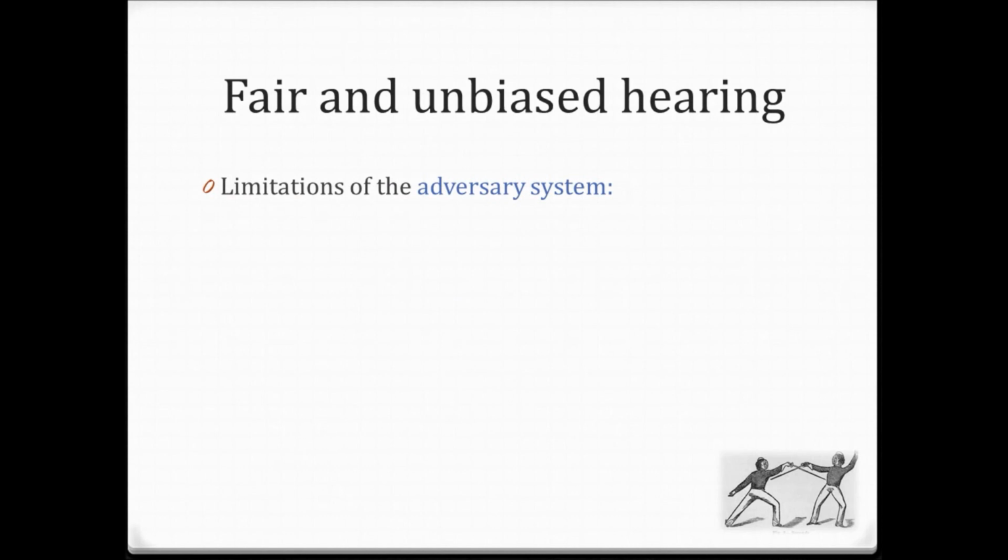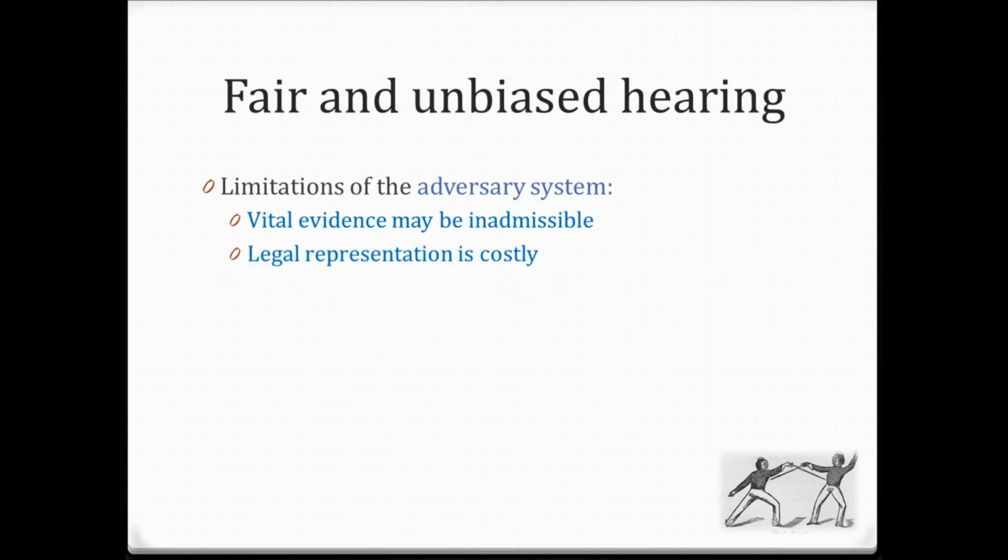Some limitations of the adversary system, or some things that subtract from the ability to achieve a fair and unbiased hearing, include the fact that sometimes vital evidence may be inadmissible because it's been either illegally obtained or because it's hearsay or opinion. Therefore, the truth might not emerge in a case. We know that legal representation is costly, and that if one of the parties has inferior legal representation, then they're unlikely to achieve a fair outcome.